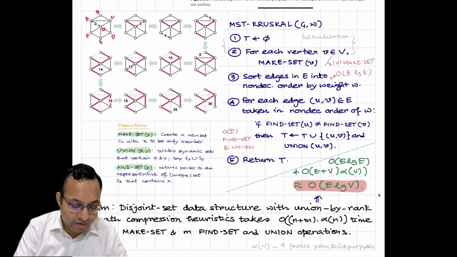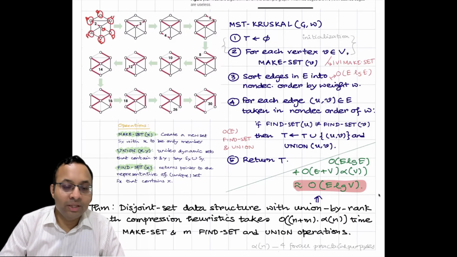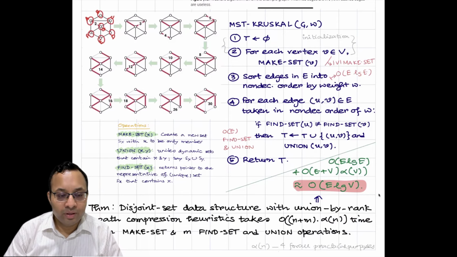So we'll have 1 to be A, 1 to be B, 1 to be C, 1 to be D, 1 to be E, 1 to be F, and 1 to be G. There are 7 different singleton sets. Now we sort the edges into non-decreasing order of weight W.